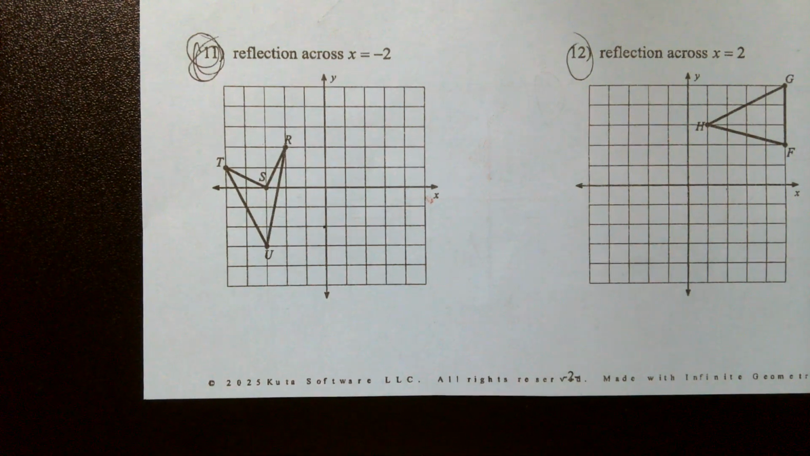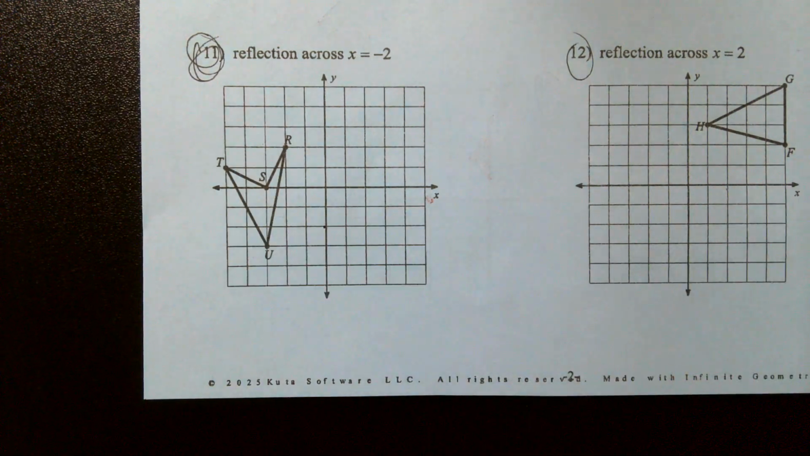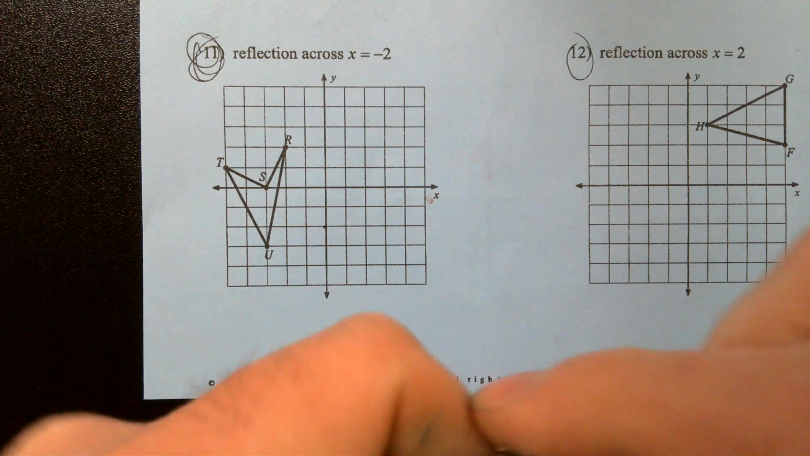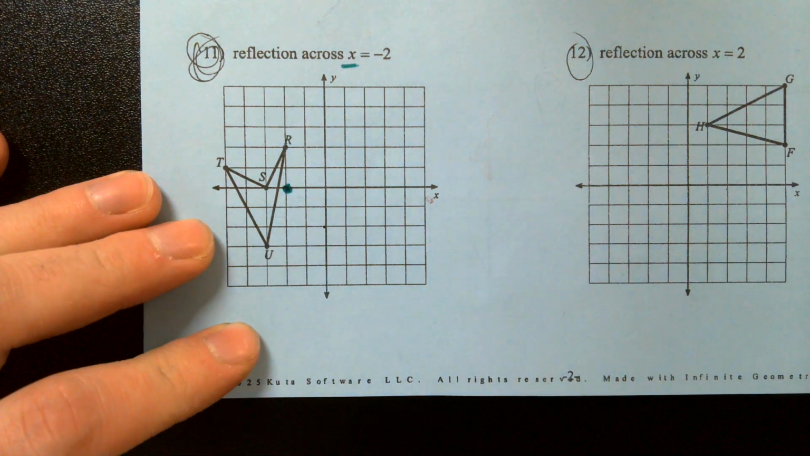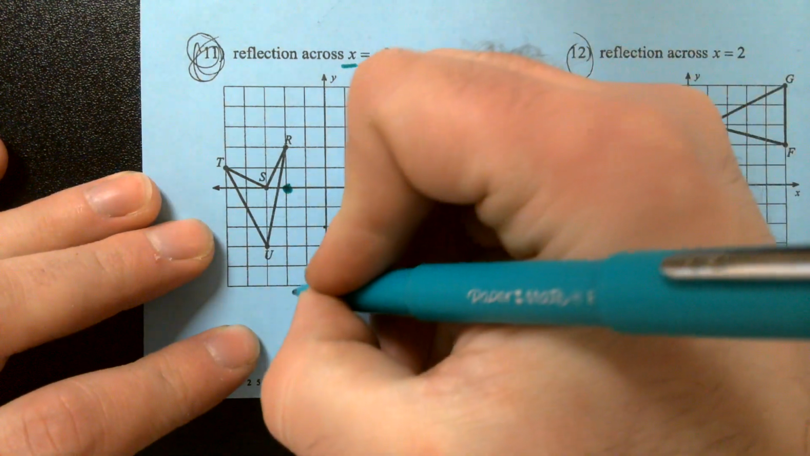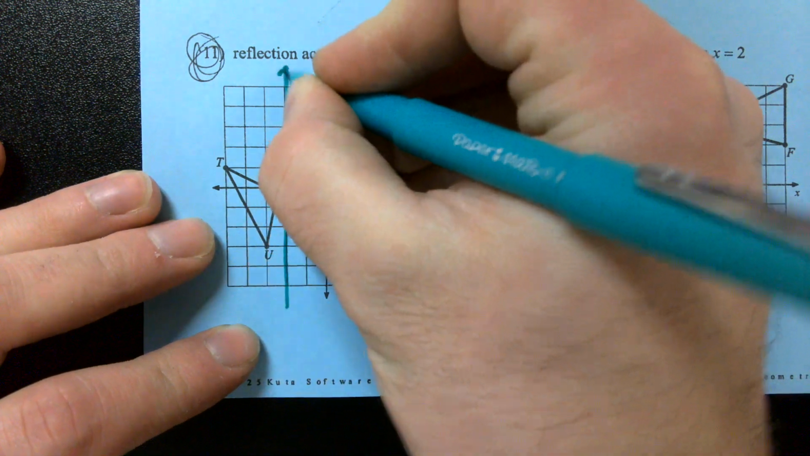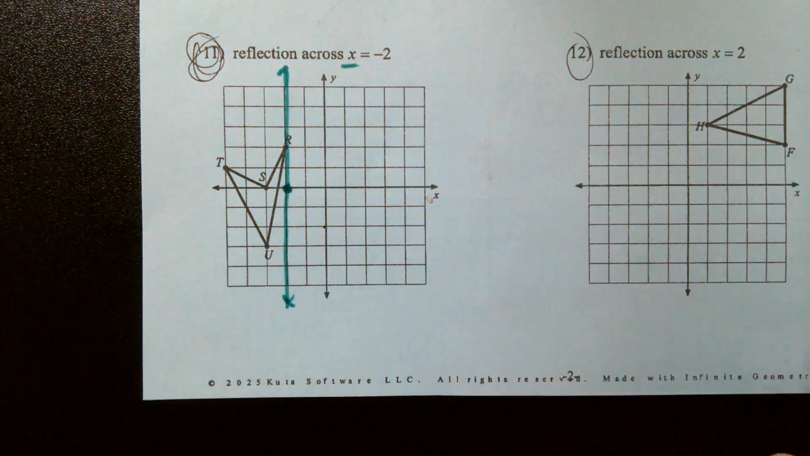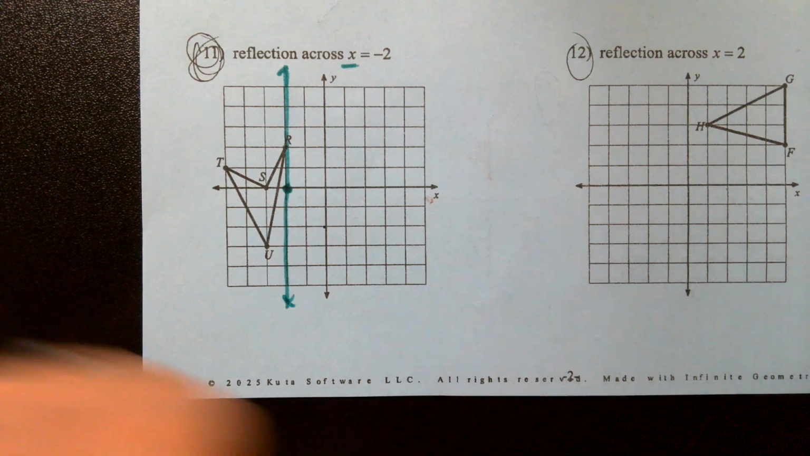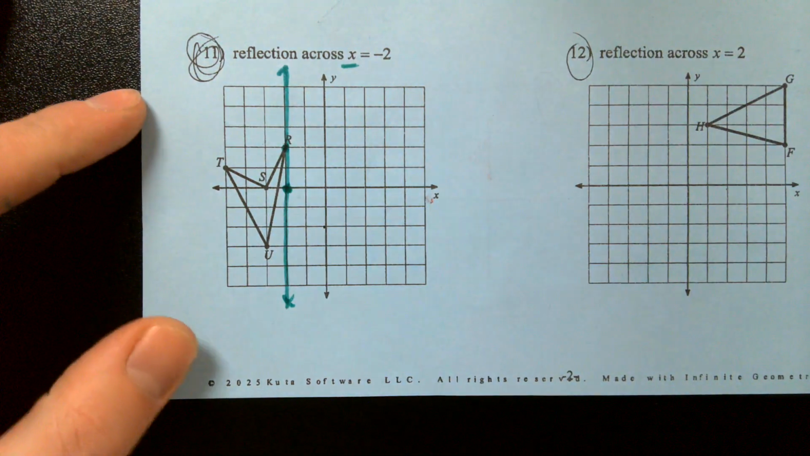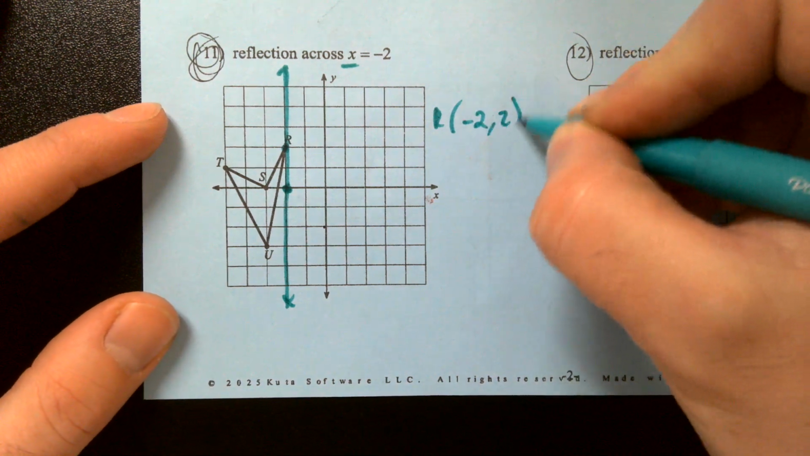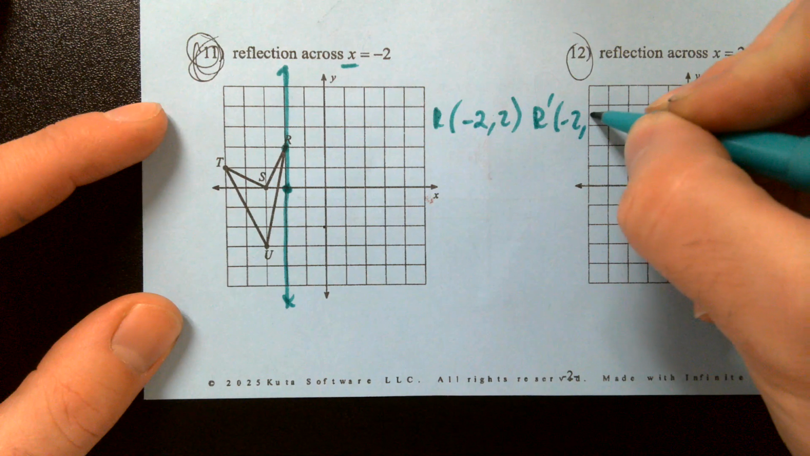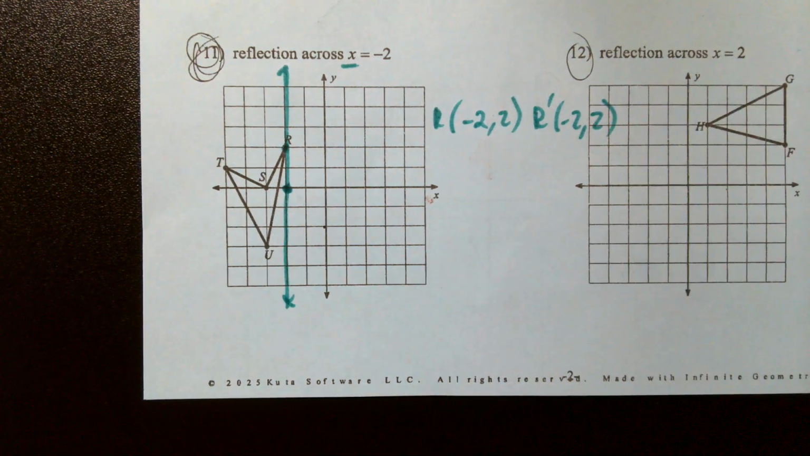If I want to make the line x is equal to -2, where am I going to make my first point? At -2, right? But on which axis? The x or the y? The x. Is this going to be a vertical line or a horizontal line? Vertical. Where does point R fall? On the line of reflection. So is R prime going to be somewhere different? No, R prime is going to be in the same spot. So if R is at -2, 2, R prime is going to be also at -2, 2. Right?